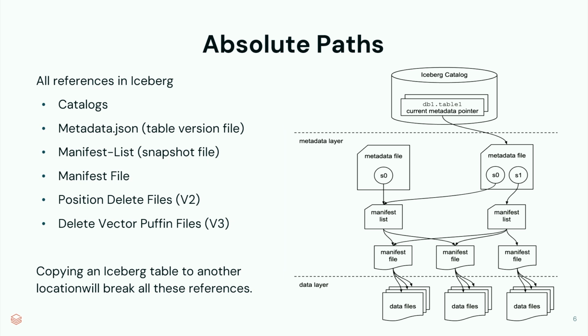And keep in mind, this is an older diagram of Iceberg. I don't think it's been updated. There are things in V2 and V3, like position delete files, that point to data files, which are absolute path references. And then in V3, there are delete vectors, DVs, that also point, again, to absolute paths to data files. So copying an Iceberg table to another location breaks all those references. That's something pretty frustrating for users.